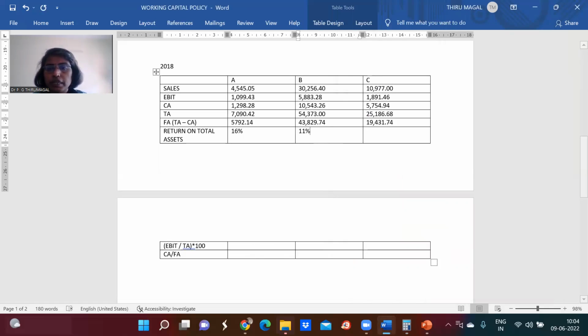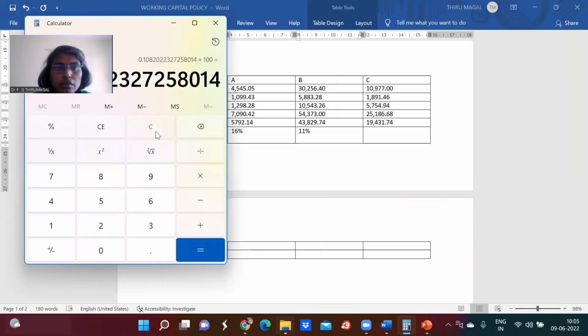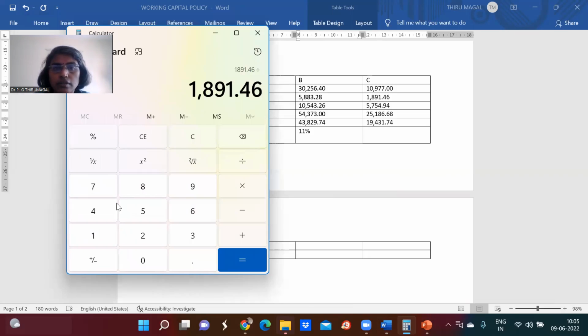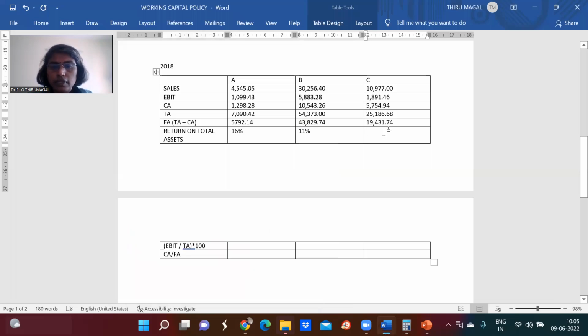Similarly, we have to do it for company C also. For company C, the EBIT is 1891.46, divided by the total asset, 25,186.68. If multiplied by 100, this means 7.5, which can be rounded up to 8%. Okay, so the next one is current asset by fixed assets, which we need to find out.